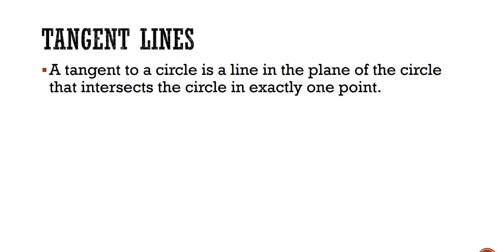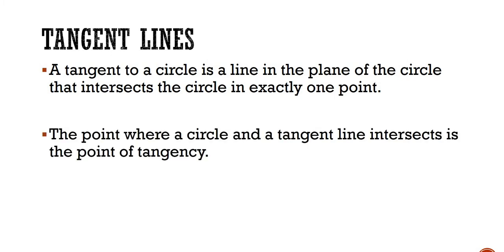Section 12.1 is called tangent line. We're going to look at something called a tangent line. A tangent to a circle is a line in the plane of the circle that intersects the circle in exactly one point. The point where a circle and a tangent line intersect is the point of tangency.